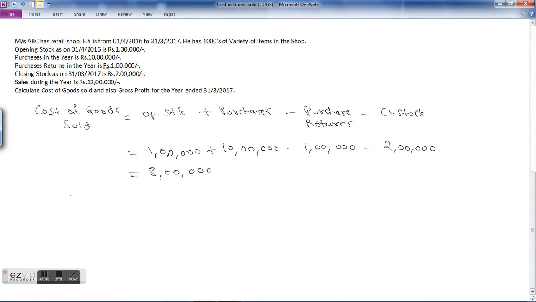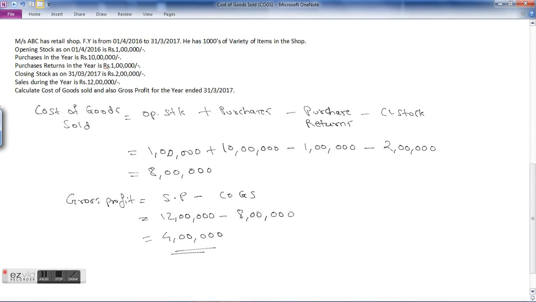Okay, now what is the gross profit? Selling price minus cost of goods sold, that is 12 lakh minus 8 lakh, so that gives you 4 lakhs. 4 lakh is the gross profit for the year 2016-2017. So this is the way we calculate cost of goods sold.